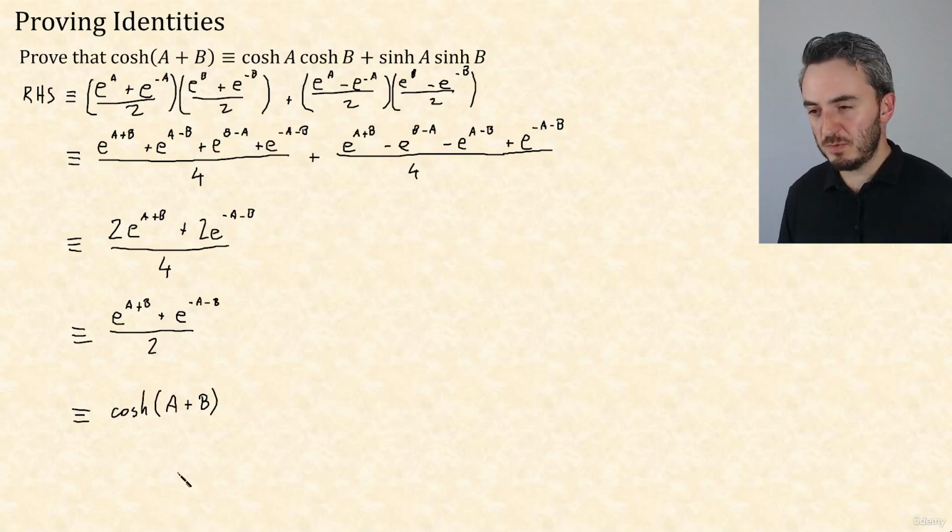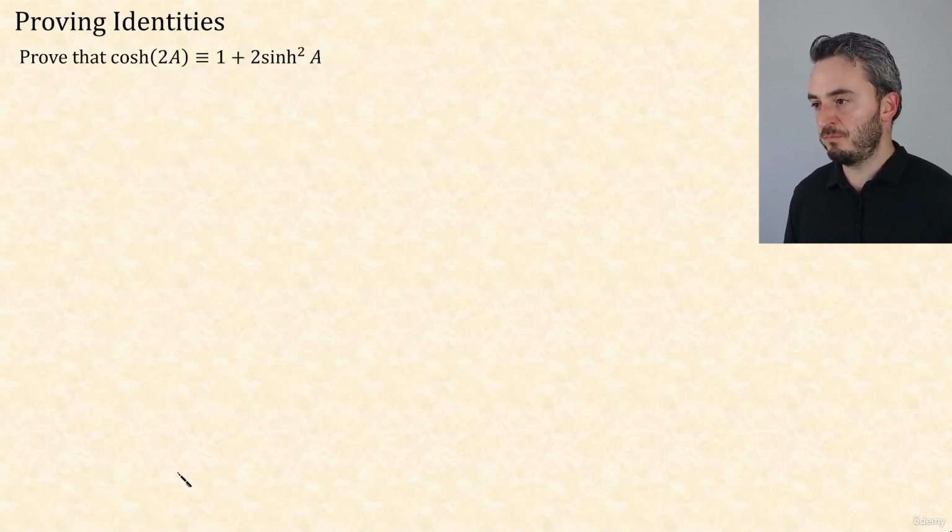So if you're given these proofs, do think carefully about which side you start on. It can be easier to start on the side with just single values like a's and b's and not the a plus b's. How about this? An equivalent of a double angle.